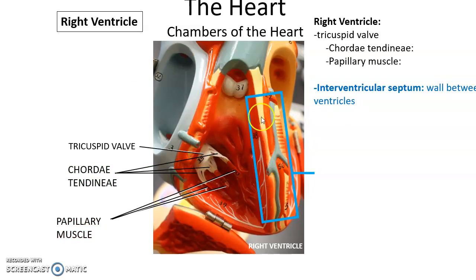The wall of muscle tissue that separates the right ventricle from the left ventricle is called the interventricular septum. Inter for between, ventricular between the ventricles, septum for wall.